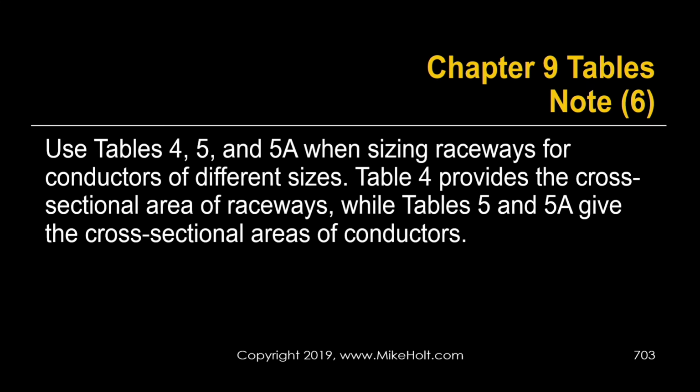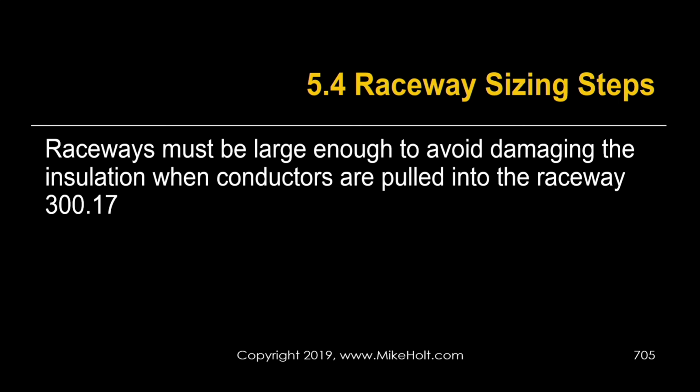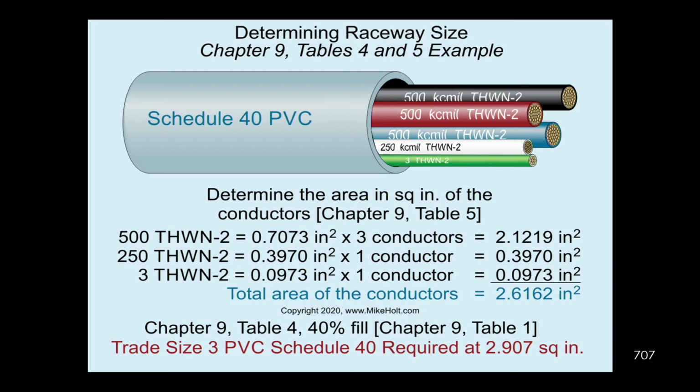We use Tables 4 and 5 in combination to size this stuff. Chapter 9, Table 5 will give us the size of the conductors. Chapter 9, Table 4 will give us the size of the raceway, conduit or tube. Our raceways need to be large enough to pull those conductors through without damaging the insulation. So step 1, we're going to determine the cross-section area for each conductor, and then select the raceway that will accommodate those from Chapter 9, Table 4.